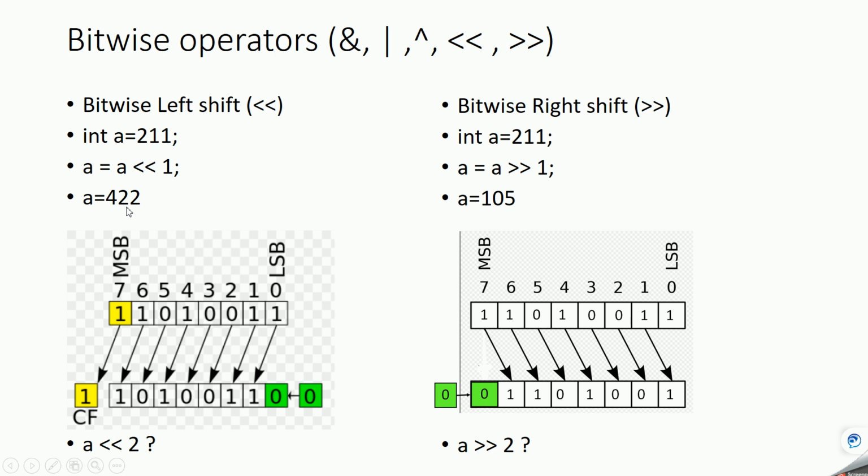So when a equals 211, what will it become? a equals 422, because when you do a left shift, the binary value will be this. A 0 is getting added here, and all the bits shift: this bit will go here, this bit will go here, and so on, each to the next position.